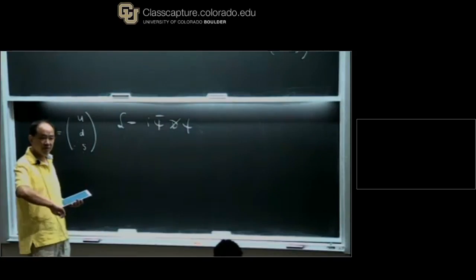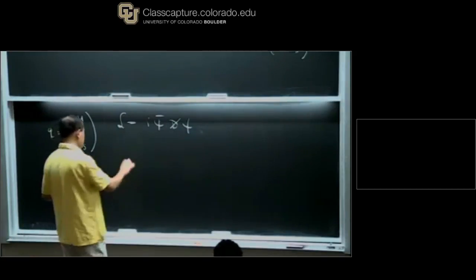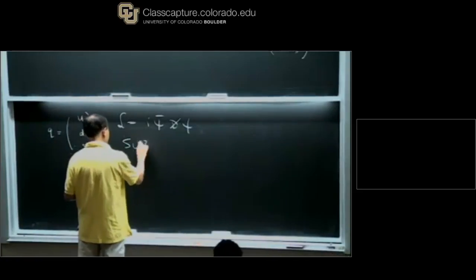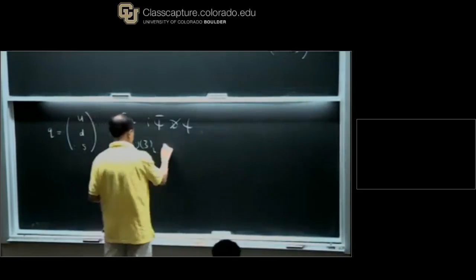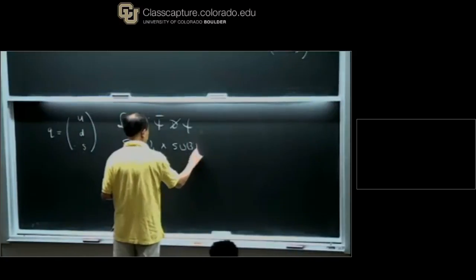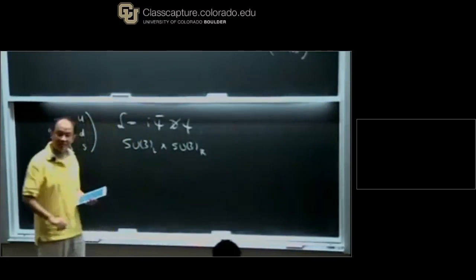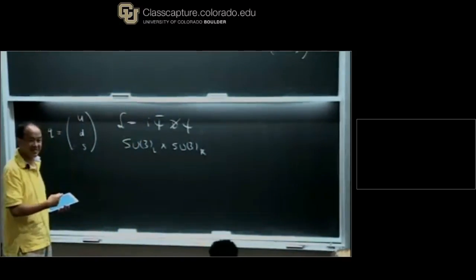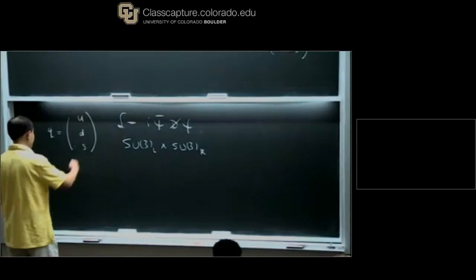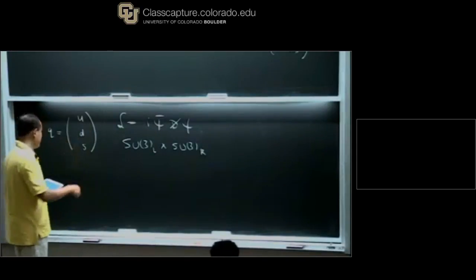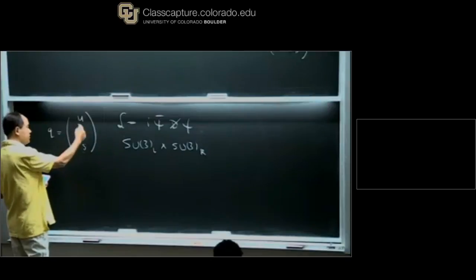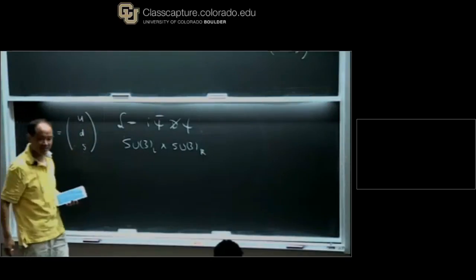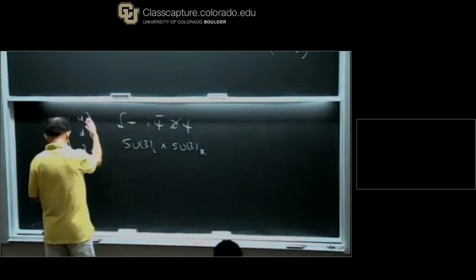SU(3) left cross SU(3) right. Notice that this is different from the SU(3) we wrote yesterday. Yesterday the SU(3) was a color SU(3), right? This is different. This is just these three things.